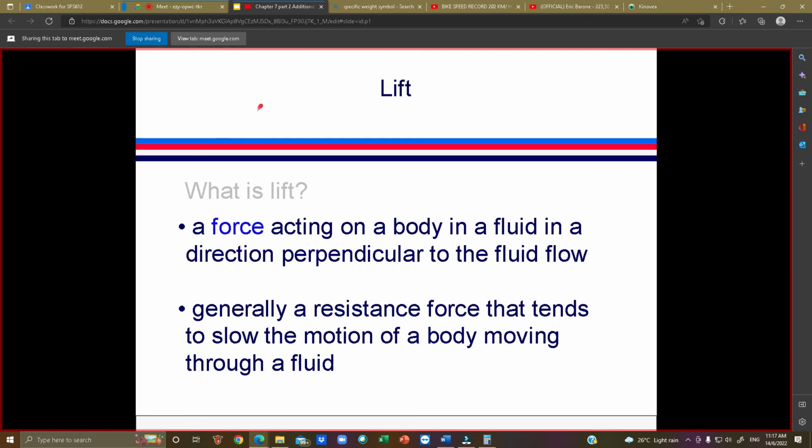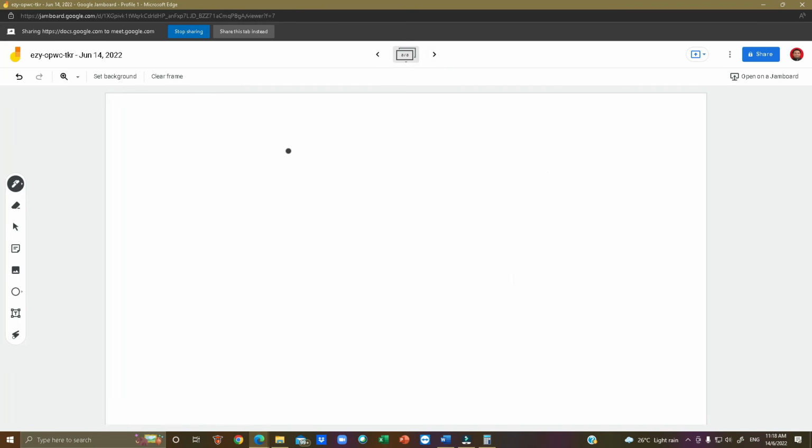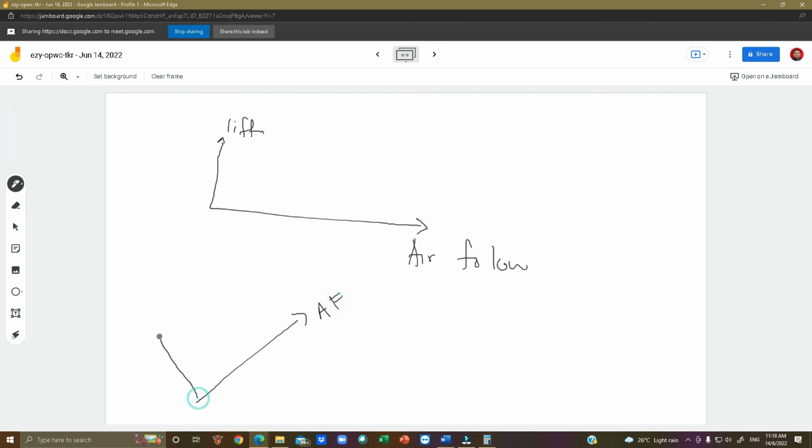And then the second property is lift, daya angkat. Okay, a force acting on a body in a fluid in a direction perpendicular to the fluid flow. Okay, first kita kena faham what does it mean. If these are the airflow, so lifting macam ni, lift. If these are the airflow, lifting macam tu. Ni masuk perpendicular.